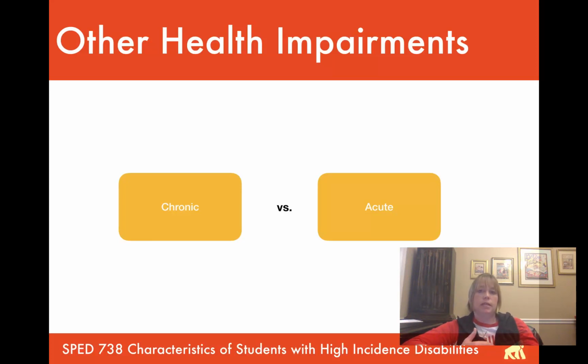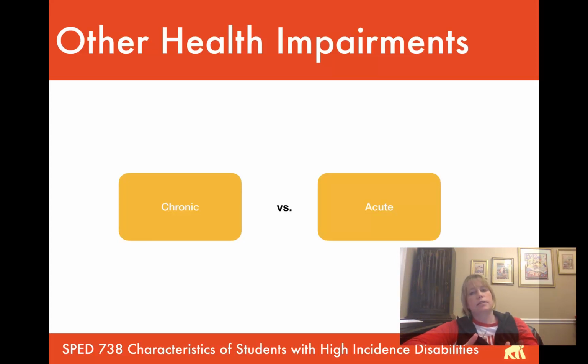So if they have diabetes, or epilepsy, or, for example, Josie has a swallowing disorder called dysphagia. That is not going away. That's a chronic condition that causes her to not be able to eat on her own and be tube fed. Okay? So she could qualify as other health impairment with that chronic condition.